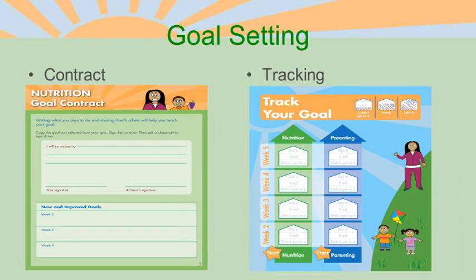So we're guiding them through the process, particularly because the intervention groups that we work with are groups of between 6 and 15, and so working one-on-one really isn't possible. There's also an ability for the parents to put their selected goal into a contract and have somebody in their family sign that, as well as tracking their progress weekly.